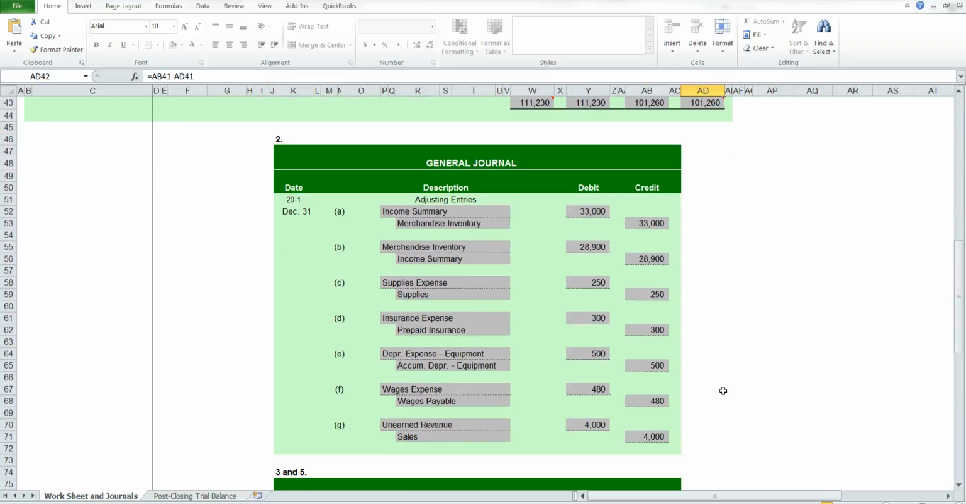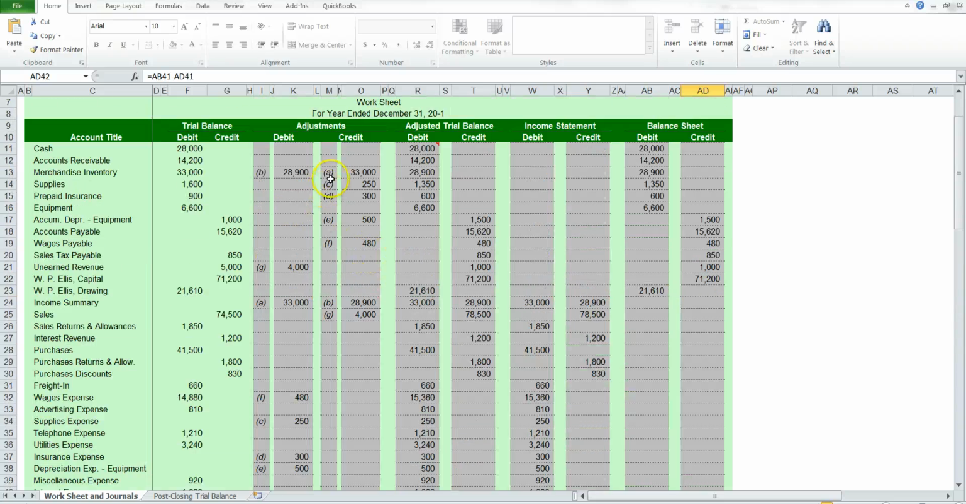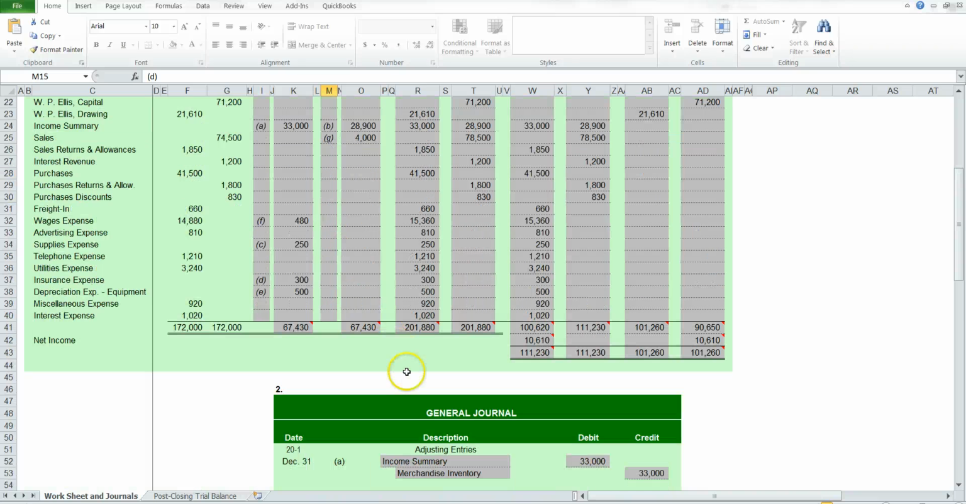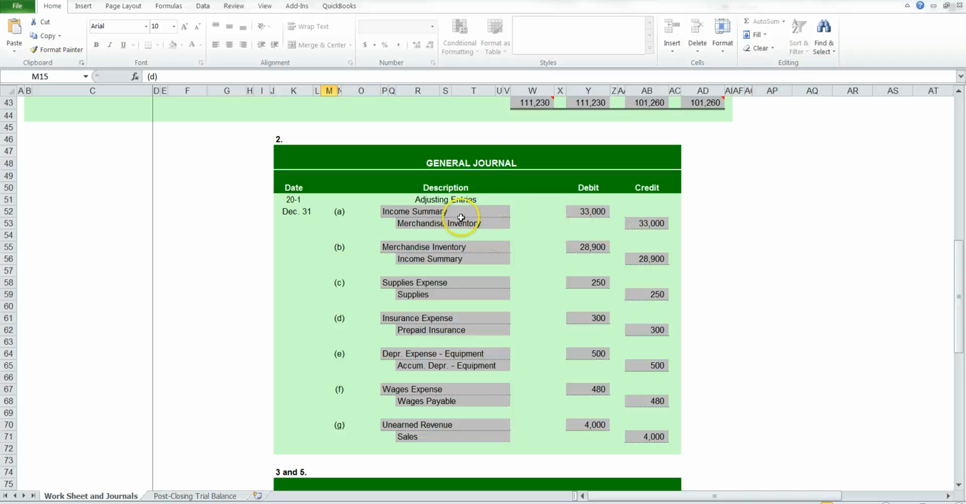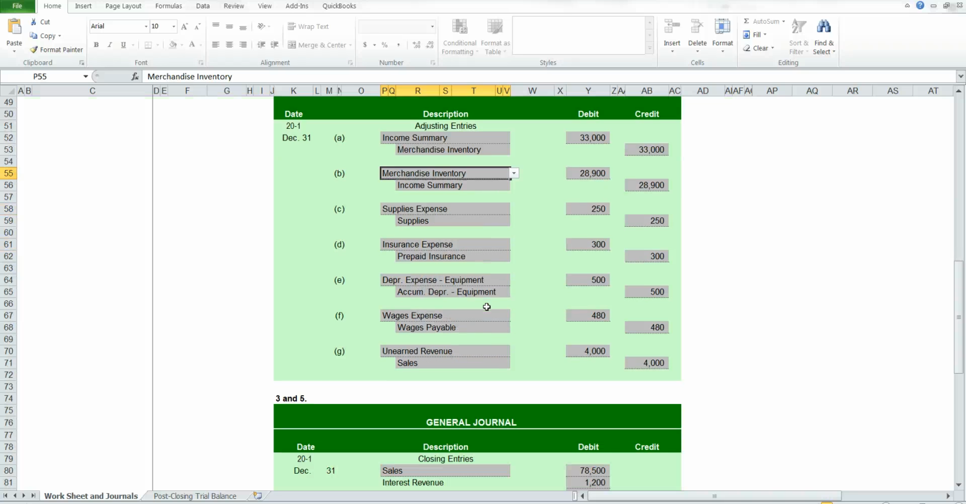We continue down, and for each and every one of these entries, we now have to write the description, just that way we put them into the appropriate accounts. So we have income summary, merchandise inventory, and so on. We're just taking these numbers from up above and journalizing them.